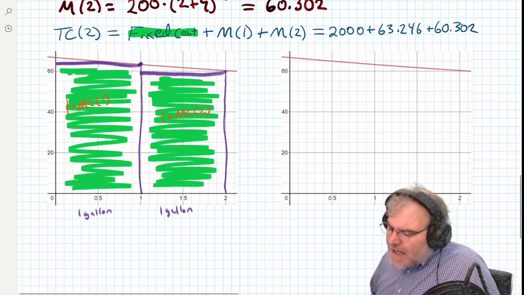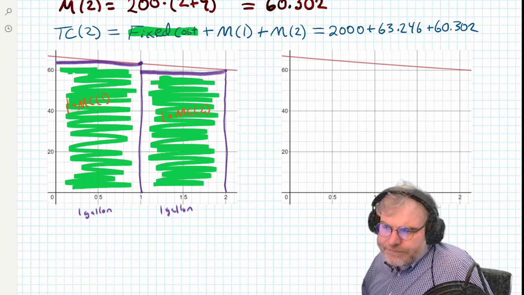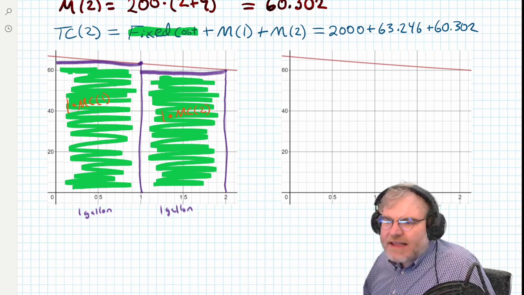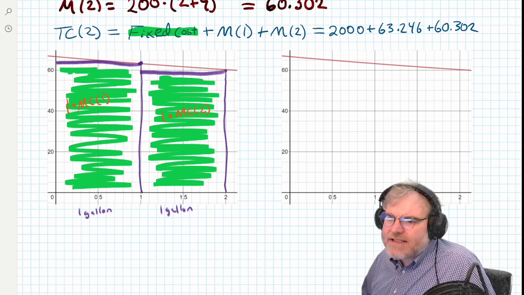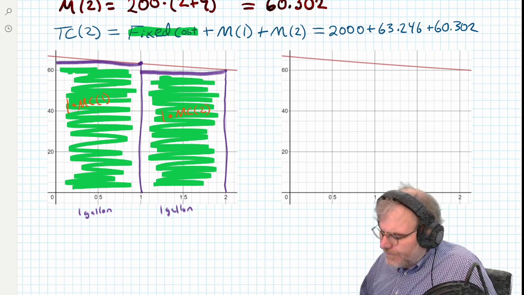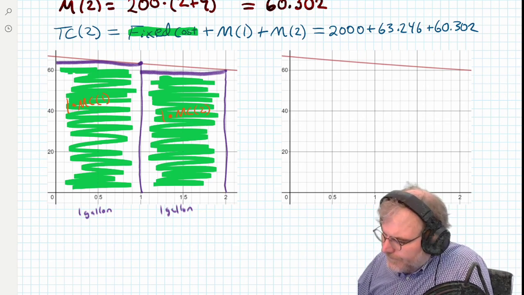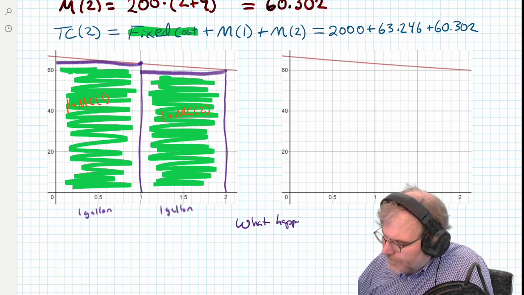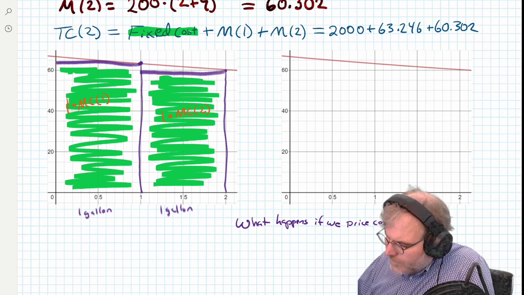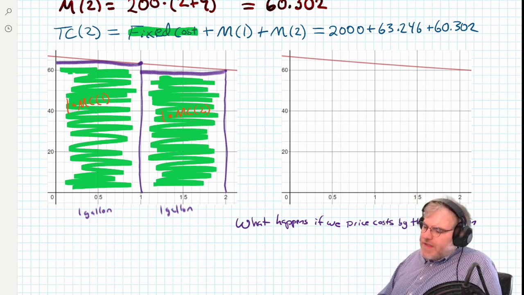Well, is there anything special about selling rocket fuel by the gallon? Why not the liter? Why not the half gallon? What if I wanted to sell this by the half gallon, or produce it by the half gallon? What happens if our unit is the half gallon?